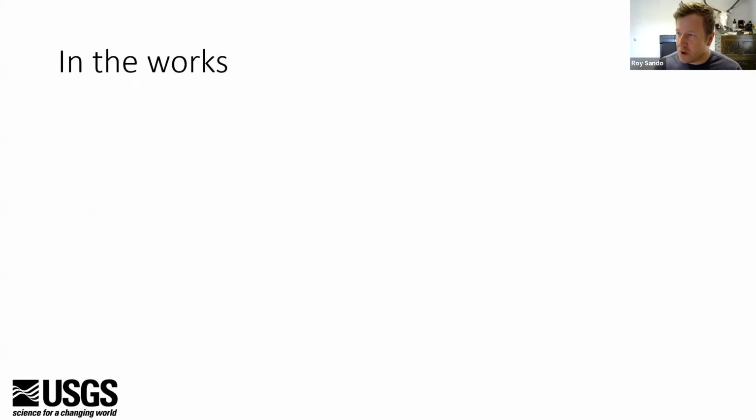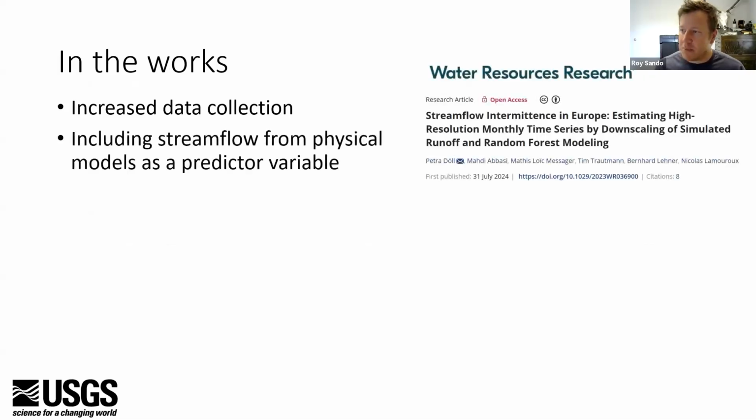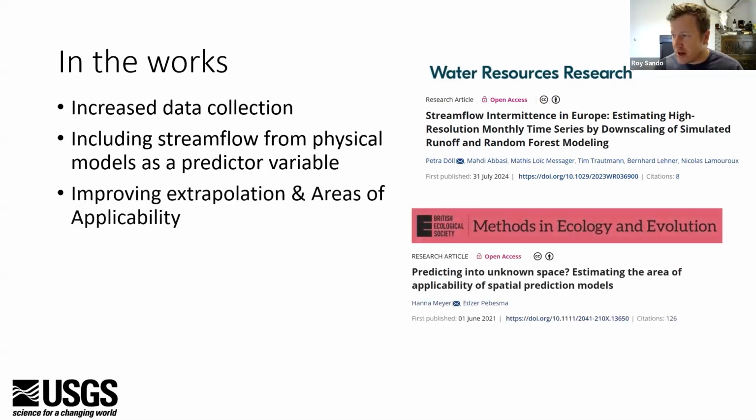Okay, so, in the works and future products to be on the lookout for. Increased data collection: obviously we're using Floper and other apps to go out and collect data on the landscape. Developing models that have streamflow from physical models as predictor variables, so combining machine learning with process-based modeling efforts to come up with more informed models. Improving extrapolation in areas of applicability, so understanding where we can apply our model outputs and how confident we can be in those predictions.